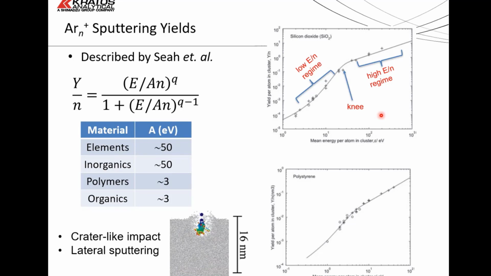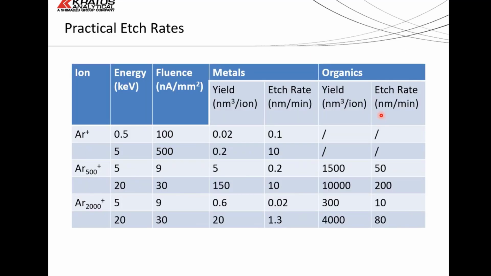So what does all that mean for the practical surface analyst? I've included here some very, very rough ballpark figures. All of you will probably have an argon source, so I've included argon at 5 kV and 500 eV, and I've matched that with typical fluences that you'll get, say, on a Kratos or one of our competitors' instruments.